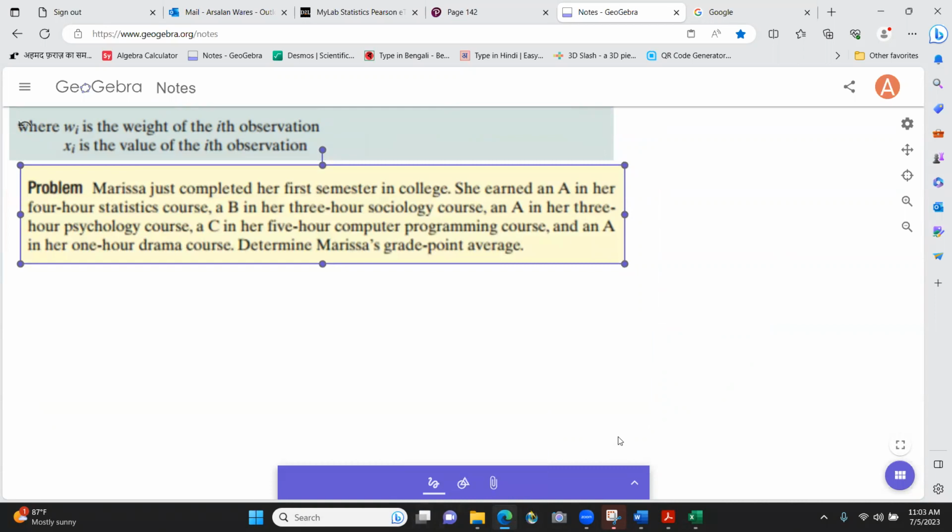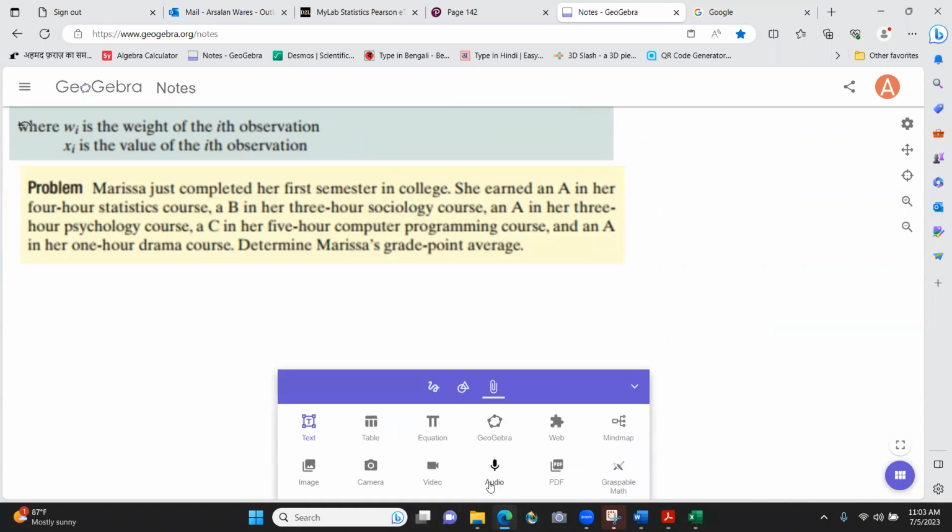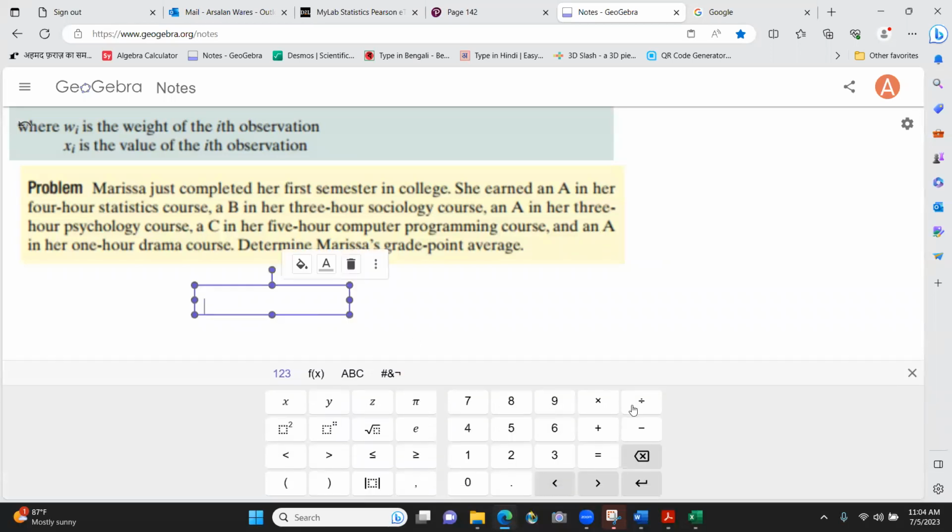I am going to take all the grades are not worth the same. Okay, that's important. She got an A, which is 5 points, but it's 4 hours. You're going to multiply it by 4. Plus, she got a B in a 3-hour course. B is worth 4, but in a 3-hour course you multiply. She got an A in another 3-hour course. A is again 5, but this time it's a 3-hour course.